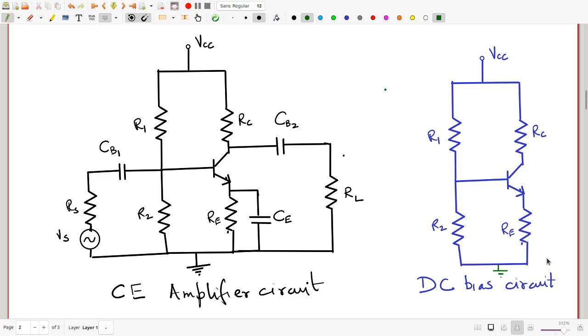What this means is that RE provides some sort of negative feedback to the circuit. Anytime IC tries to go up, the effect of RE essentially pulls IC back down. Not necessarily to the value it was before it tried to go up, but what it will do is it will not let the IC rise as much as it would have risen. This of course is the secret behind RE acting as a bias stabilizer.